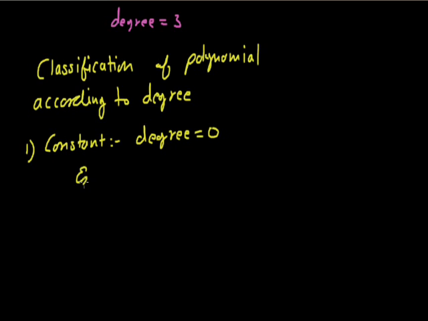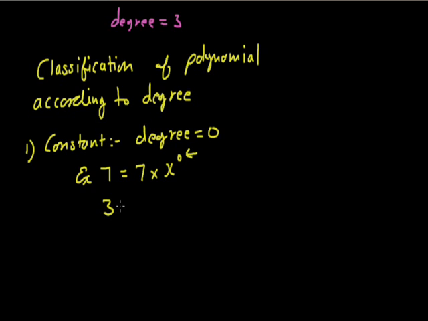For example, 7. 7 is a constant polynomial. Why? Because here the power of the variable is 0. 7 can be written as 7 into x raised to the power 0. X raised to the 0, we know that it is 1. So 7 into 1 is 7 again. So here the power of the variable is 0. So we can say that all constants have degree 0.